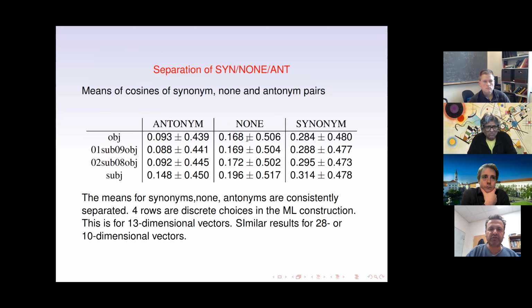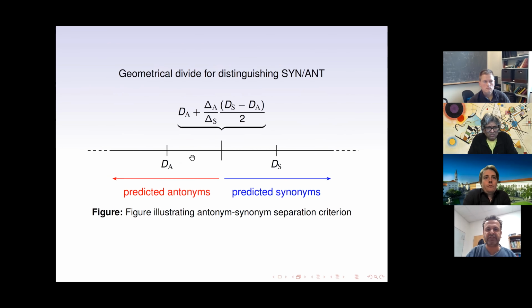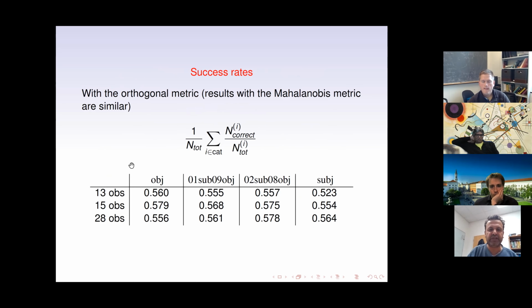And using that, you can say, okay, this is the range of cosines, this is the mean for the synonyms, the mean for the antonyms, and there's an appropriate barrier in between. Let's say I predict everything above here in my data set to be synonyms, and everything below here to be antonyms. How well does that do in this task? You find that, depending on which discrete choices you make in the system, you get near 56%. So that is above random guessing.